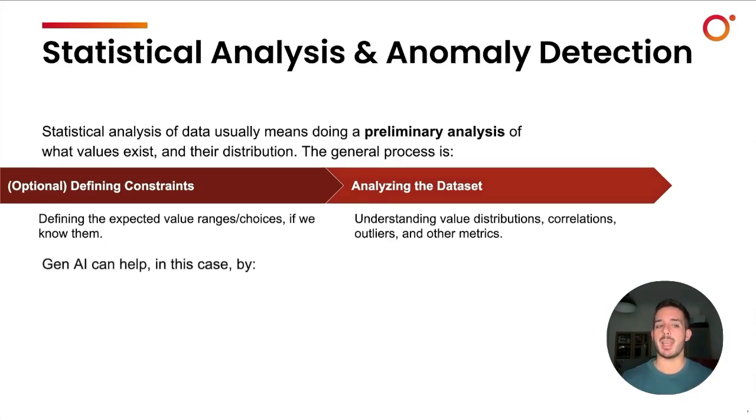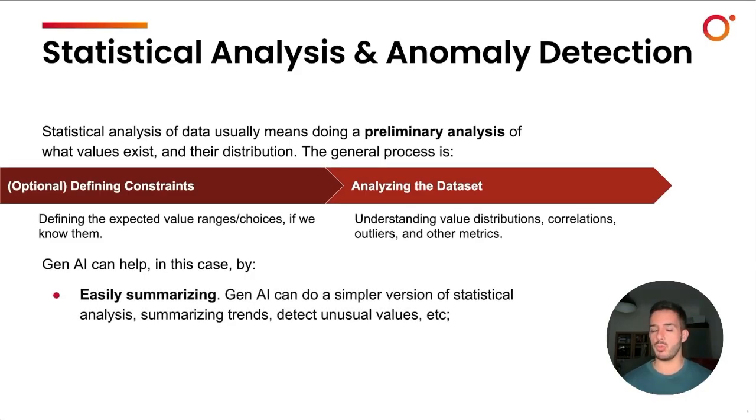Now, how does GenAI change this picture, right? What can it do for us in terms of detecting anomalies and performing statistical analysis? Well, GenAI can easily summarize things, which is a big advantage here, right? GenAI by itself can already do a simpler version of full-fledged statistical analysis or data profiling. It's able to summarize trends, to detect unusual values, and other obvious issues, if you will. It doesn't perform pure statistical analysis, it performs a more intuitive analysis based on text patterns, but that doesn't make it any less valuable.